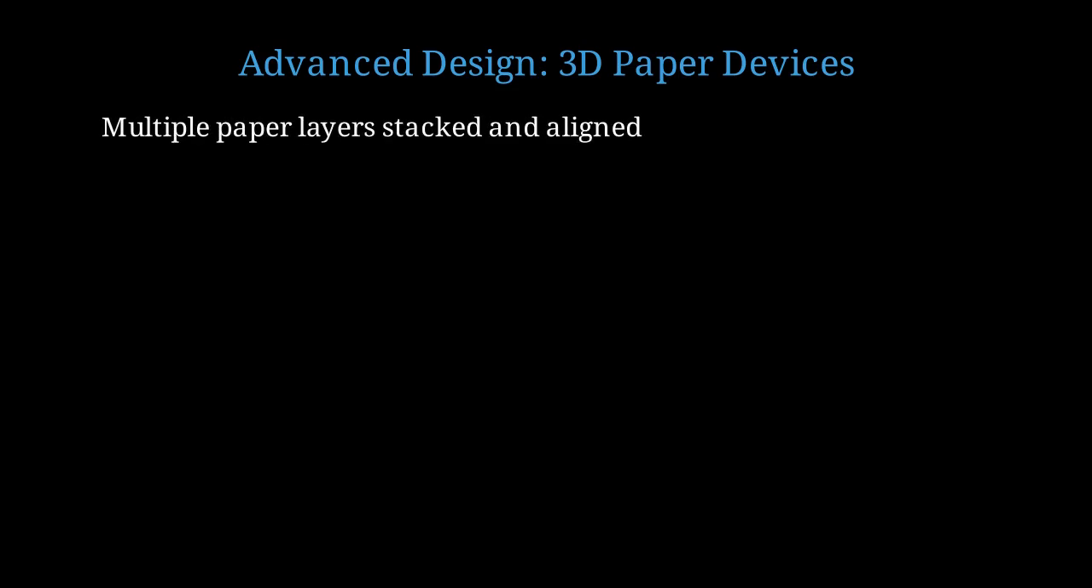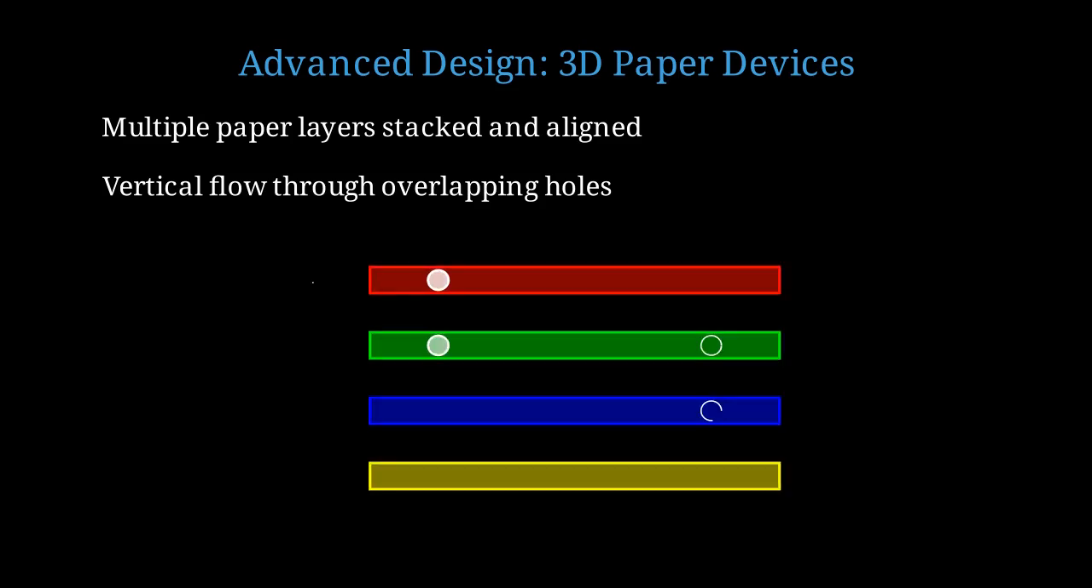3D paper devices consist of multiple paper layers stacked vertically. Fluid can flow both horizontally within layers and vertically between layers. Vertical flow occurs at points where holes in adjacent layers overlap. This allows for complex fluid routing in a compact footprint. Here's a 3D device schematic.